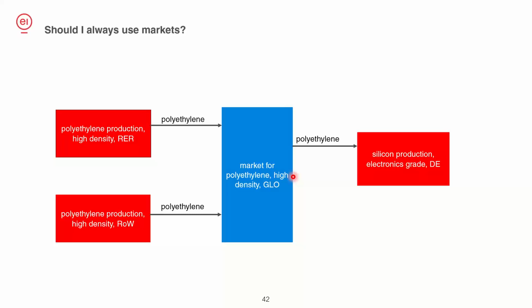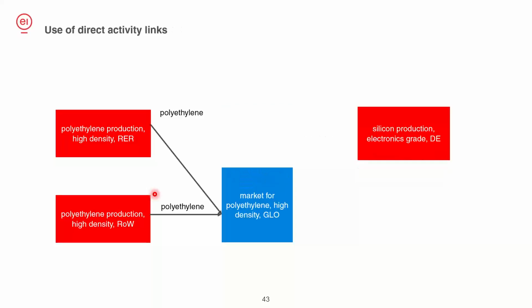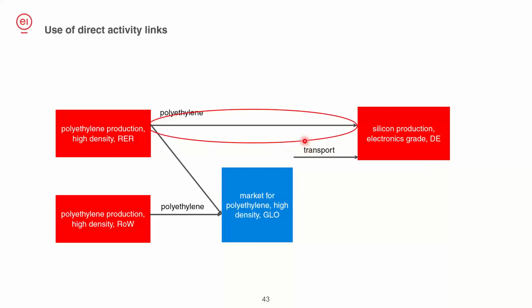However, in this case, we may be introducing more uncertainty because Germany is included in Europe. So by including in the supply chain rest of the world, the impact of another geography, we are increasing the uncertainty. And in this case, we may prefer to use a direct activity link. We can have the European activity directly supplying the German silicon production activity. And of course, here we need to add transport, which is the information that otherwise is included in the markets.